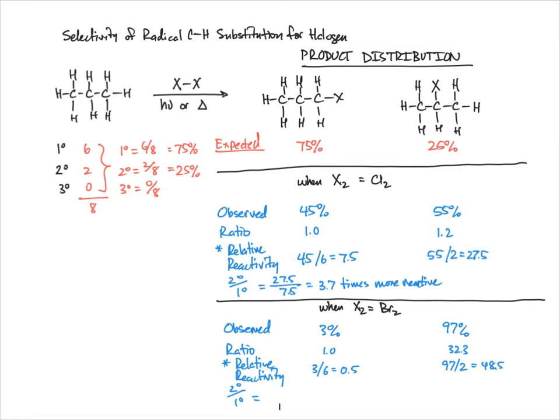So now using that same analysis as we did up here, what number should I write here for secondary versus primary? So Aiden says 97 times more reactive. So we're taking 48.5 divided by 0.5. That gets us 97 times more reactive.